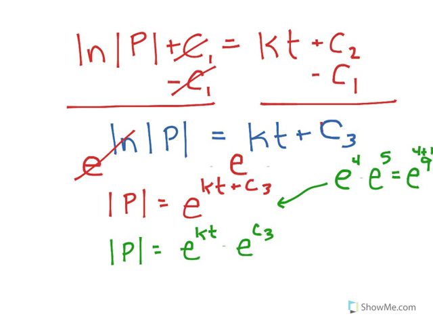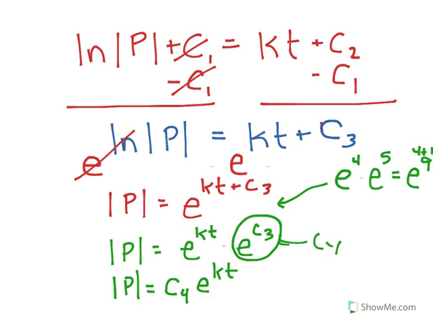Now here's where we blow up the problem a little bit. C3 is a constant, e is a constant, some constant to another constant is just some other constant. So I'm going to call that C4. I'm going to say the absolute value of P equals C4 e to the kt. Once again, the reason I could do that is that e to the kt plus C3 is the same as e to the kt times e to the C3, because we're adding those exponents together.